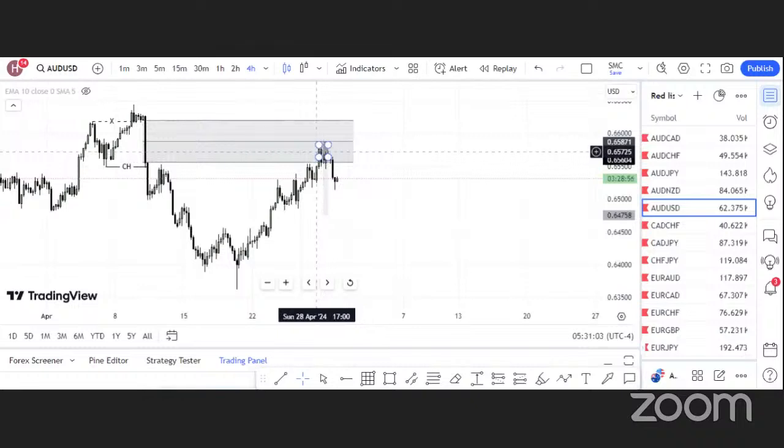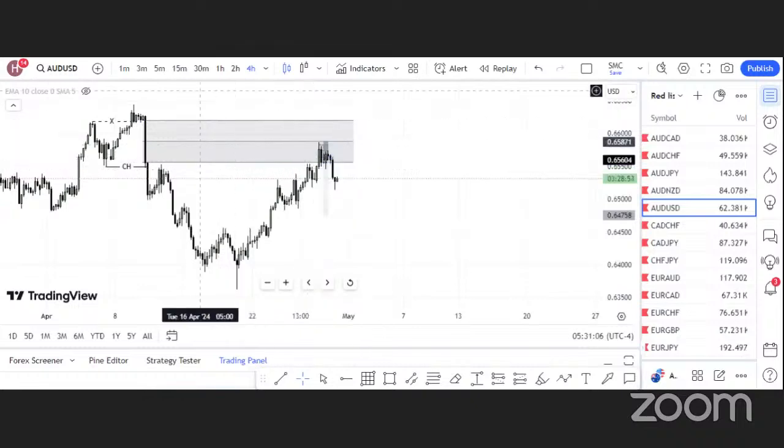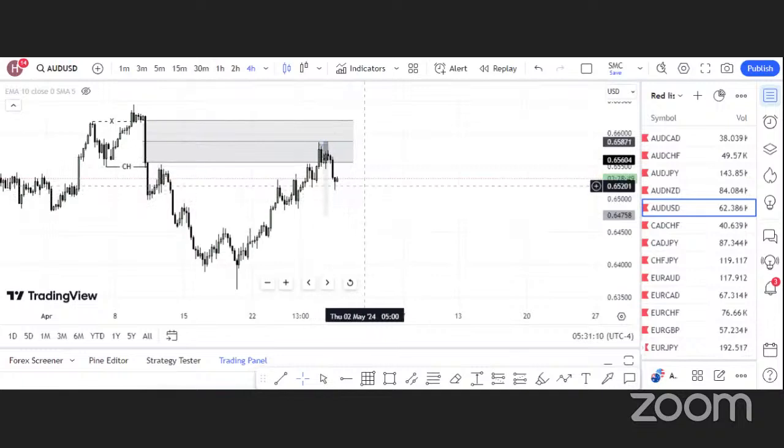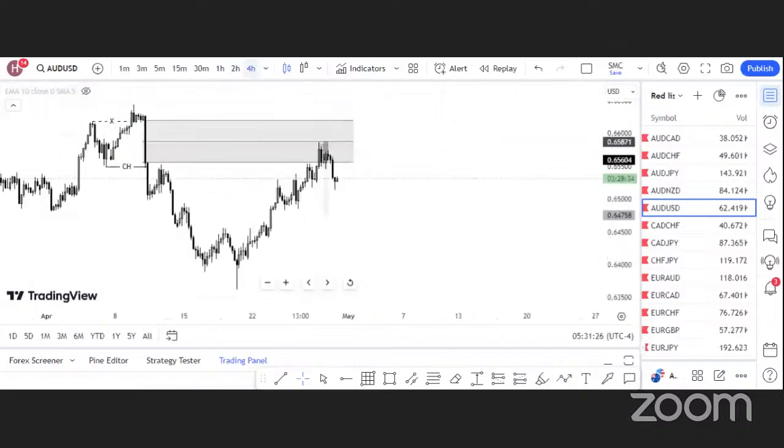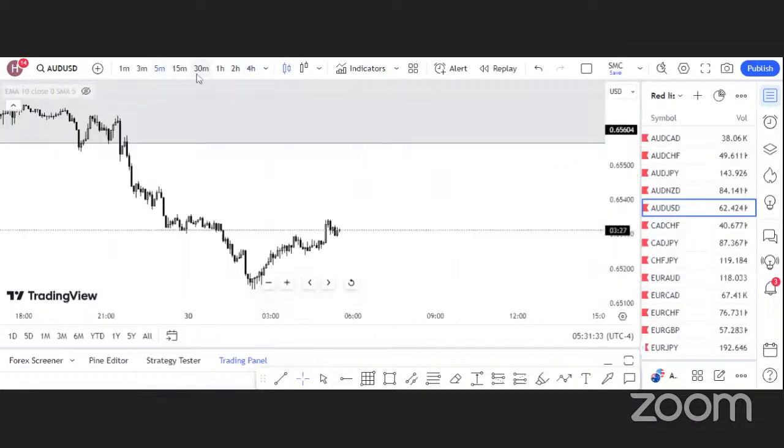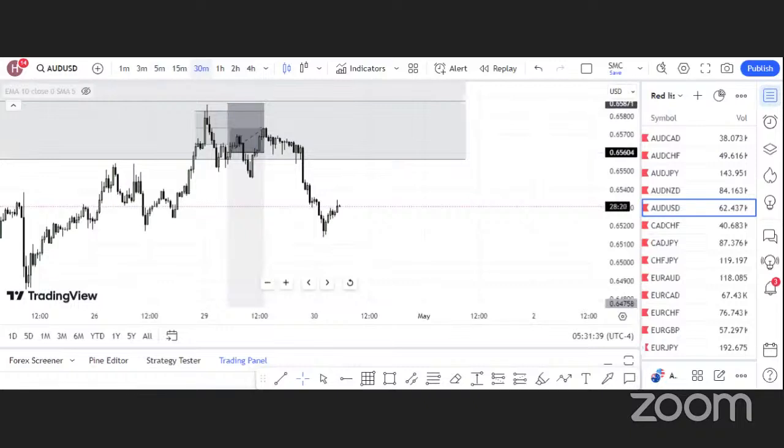So we had the 50% here, and you see the market has been ranging. The market has been trading bearish, ever since it got to the 50% of the fair value gap, right? Okay, so let's go down to the lower time frame. Let's start with the 30 minutes time frame.